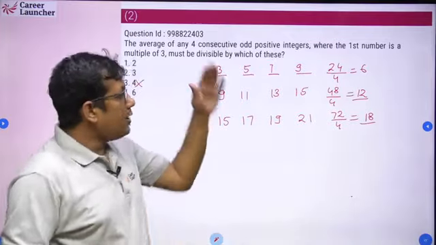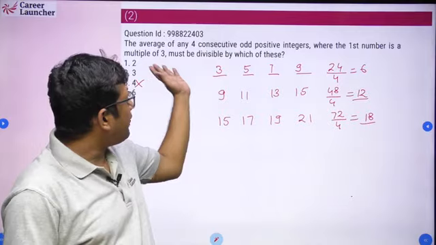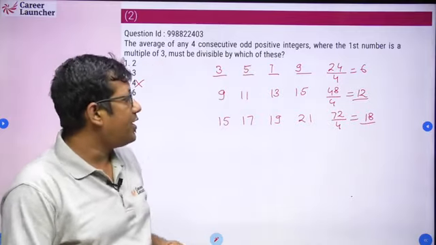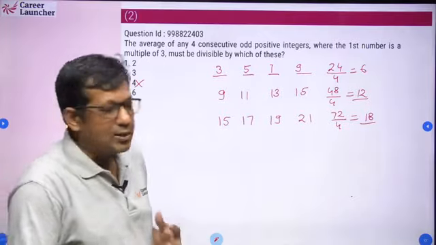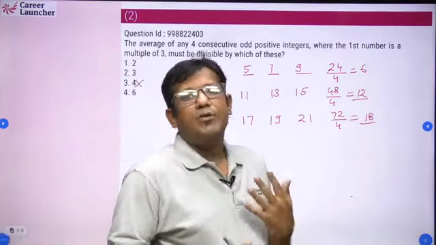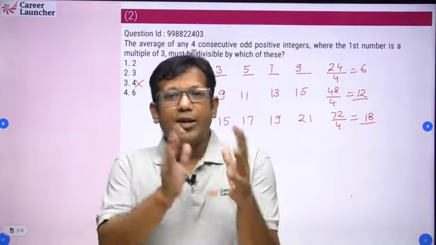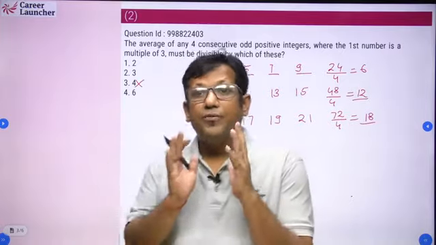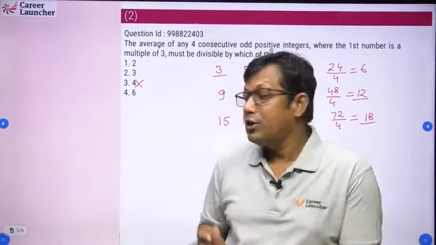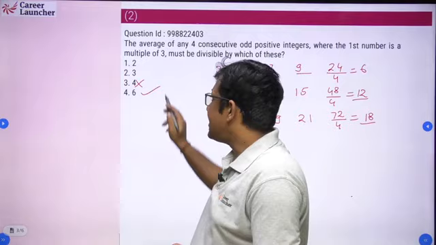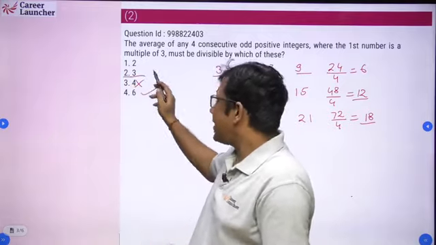Okay, so in all the cases the average of 4 consecutive positive integers, where the first number is 3, is always a multiple of 6, right? If it is a multiple of 6, it will also be a multiple of 2, and it will also be a multiple of 3. So whenever we see these kinds of questions, we always take the highest possible number as the answer. So my answer should actually be 6, but they have given the answer as option 2, that is 3.